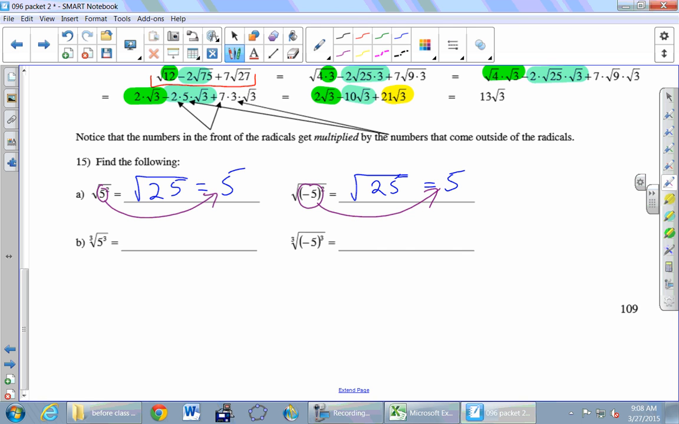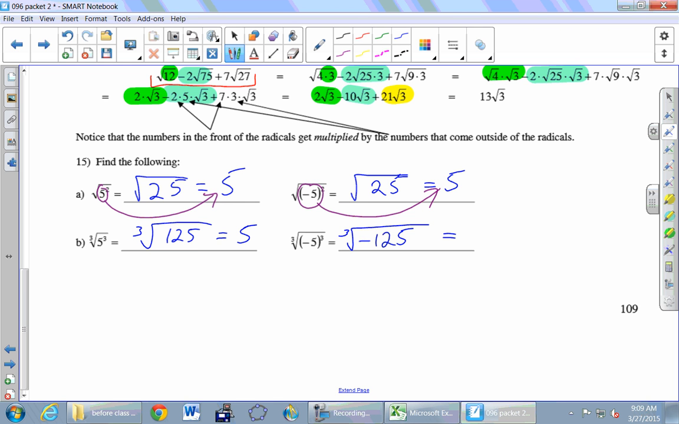Okay, let's take a look at part B. Cube root of 5 cubed. 5 cubed, if you don't know it, it's on your perfect cubed list. How much is 5 cubed? It's 125. And then how much is the cube root of 125? That's 5. So far, so good. Okay, very careful here. Negative 5 cubed. I'm going to write 125, and I'm going to ask you if it's positive or negative. It's negative, right? Because there's 3 negatives multiplied together.